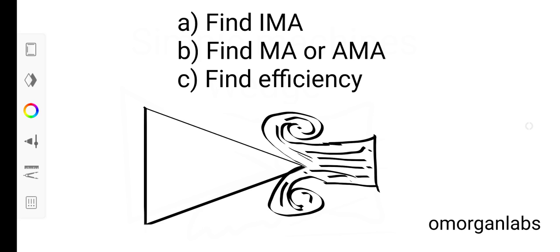In problems like these, they usually ask you what is A, the IMA, the ideal mechanical advantage, B, the MA or AMA, the actual mechanical advantage, and then C, the efficiency. You just use the ideal and actual and figure out the percent, the efficiency.